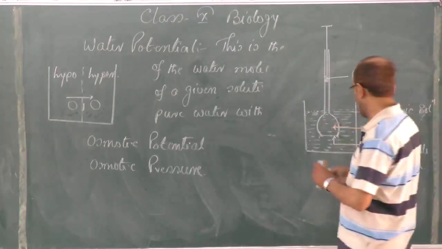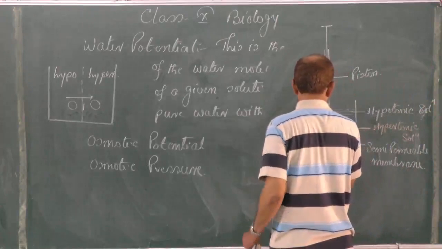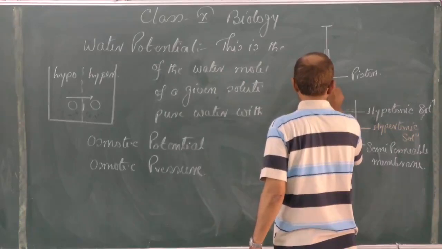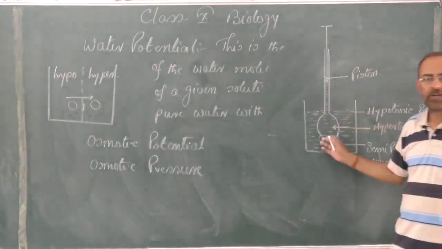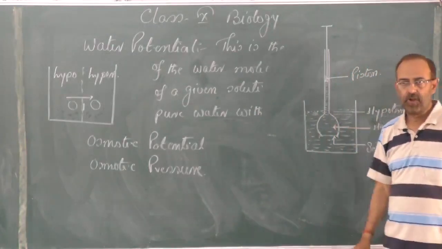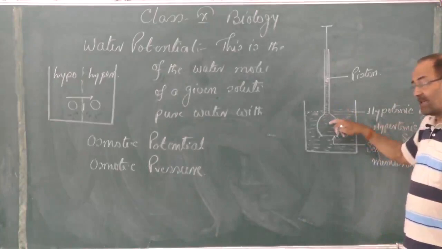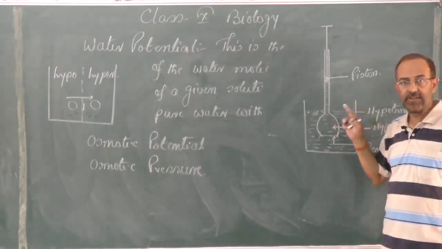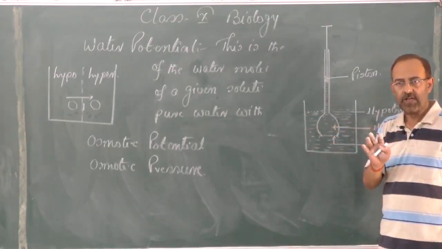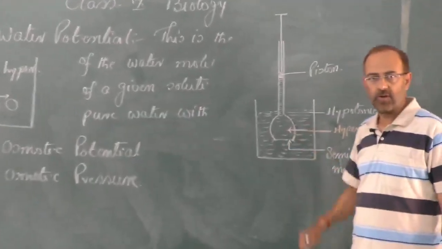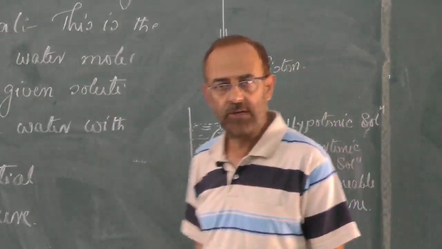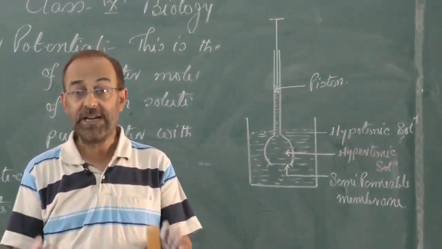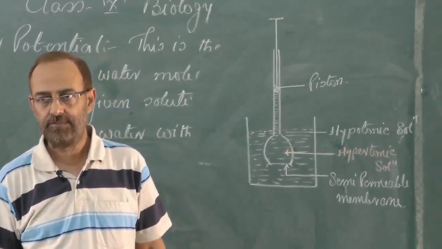And then in this thistle funnel, some part is filled with hypertonic solution. Clear? So, the solution inside the thistle funnel is hypertonic in nature and the solution outside the thistle funnel, that is in the beaker, is hypotonic in nature, and thus the two solutions are separated by means of a semi-permeable membrane. Clear? Now, when you place this experimental setup in an ideal condition, then what do you expect?